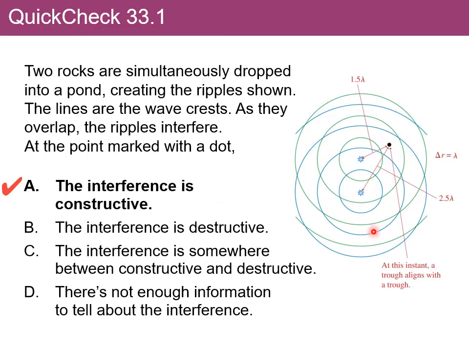Since the dot is drawn at a trough location for both waves, the interference should be constructive.